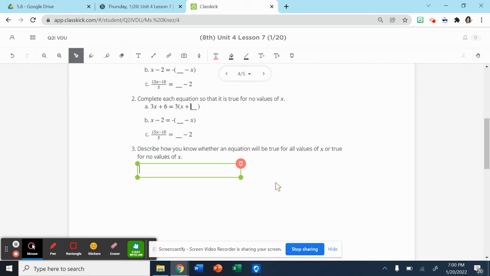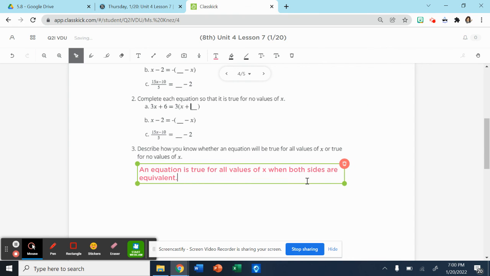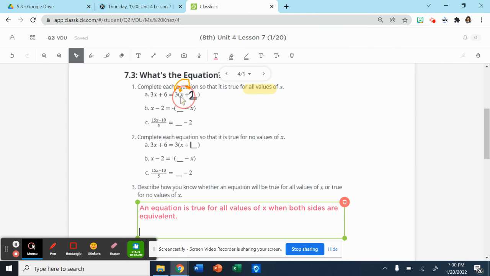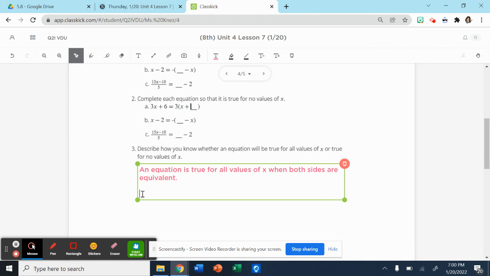In summary, we know that an equation will be true for all values of x when both sides are equivalent. That might require us to do some simplifying, like combining like terms, but just like in this example here, we knew this was identical because 3x + 6 is the same as 3(x + 2) when we distribute the 3.